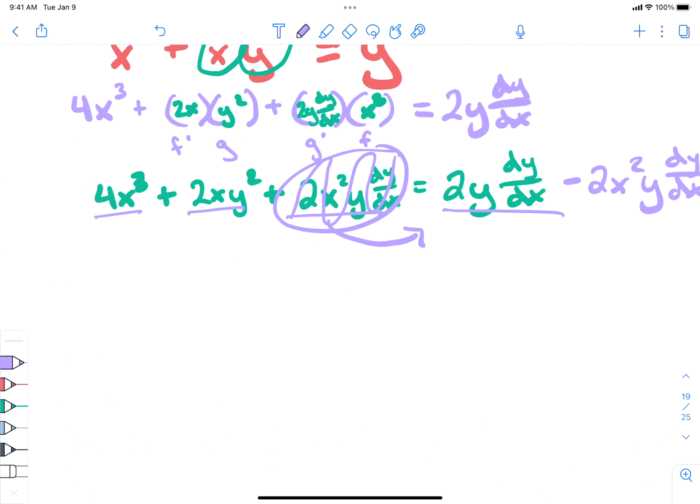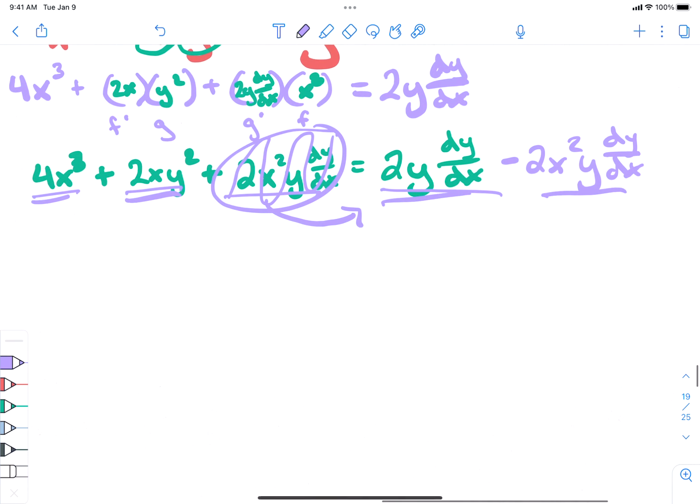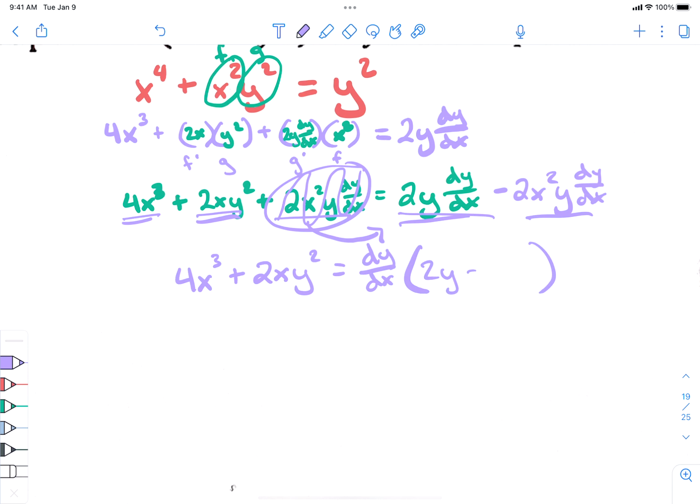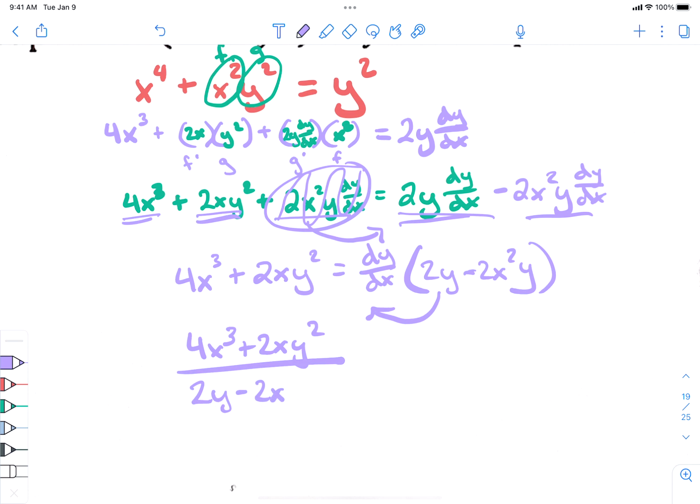All right, so I have these 4 pieces. Are we okay so far? 4x cubed plus 2xy squared equals, and I'm going to pull that dy dx out, and I have left over 2y minus 2x squared y. Now I'm going to divide him over. So 4x cubed plus 2xy squared over 2y minus 2x squared y equals dy dx. Okay, and that's my derivative.